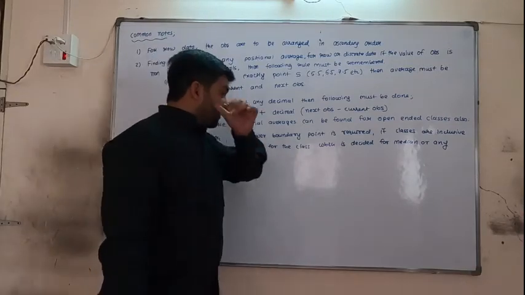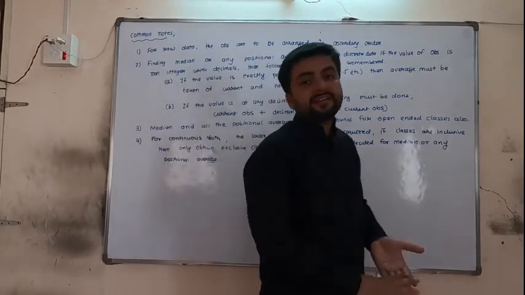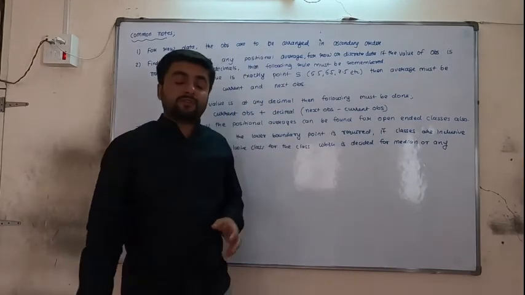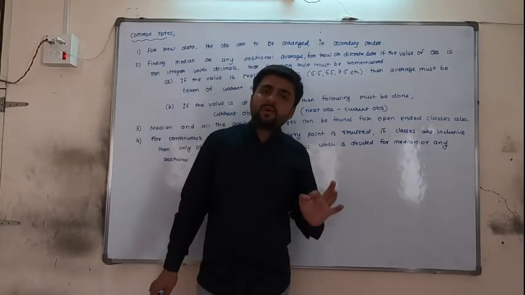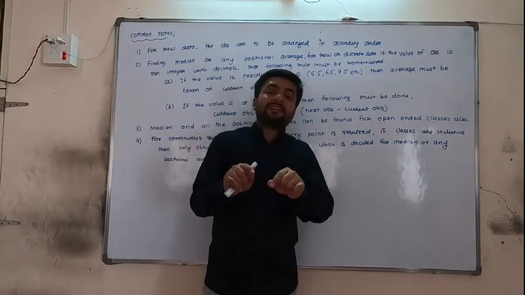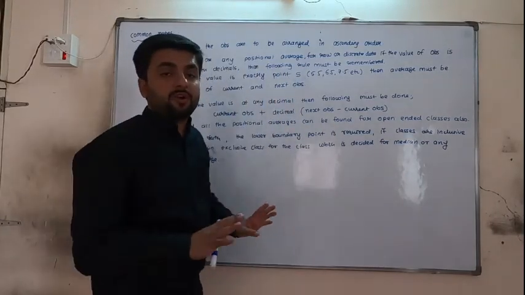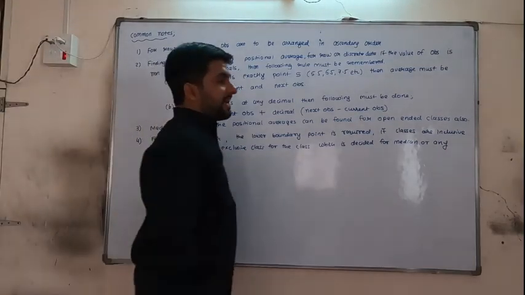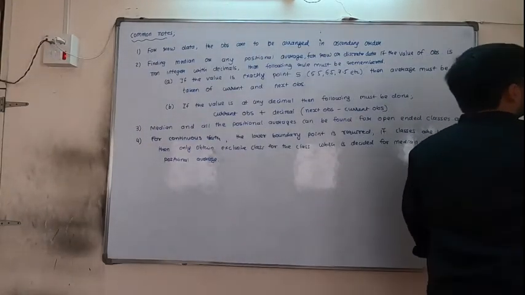In the first step for continuous data, first of all we decide the class. Suppose the class is 10 to 19, then that is an inclusive class. Then you should obtain the exclusive class for that class only, not any other class. So don't make the whole calculation, make the calculation only for it. These are some of the guidelines to be followed for solving the sums.